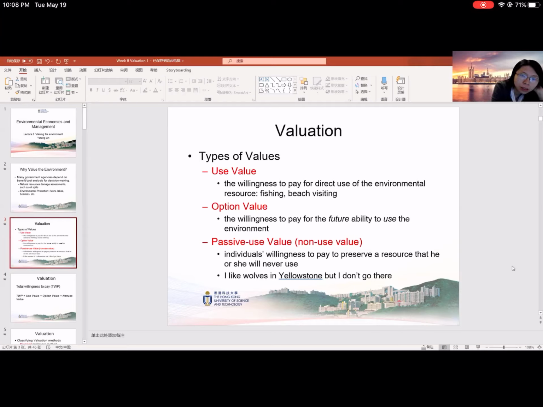Option value is a willingness to pay for the future ability to visit or to use this environmental good again, because the preservation or, on the other side, the destruction of environmental goods can sometimes be permanent. So you want to factor in the future cost, the future benefit, the option value.